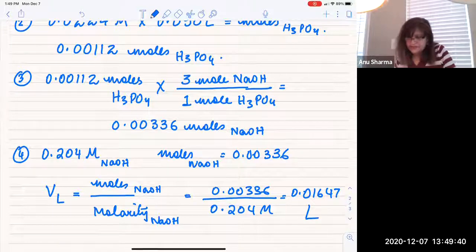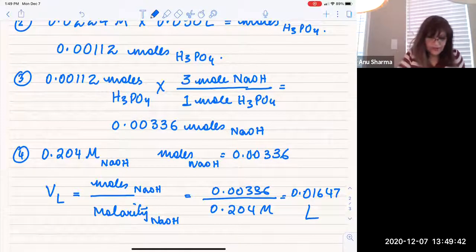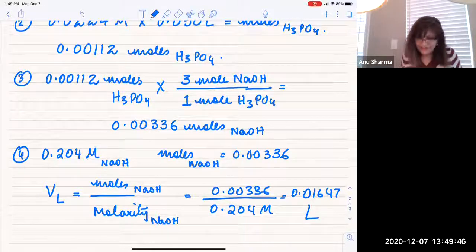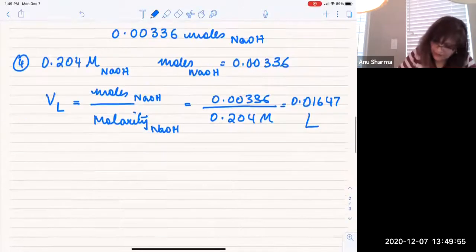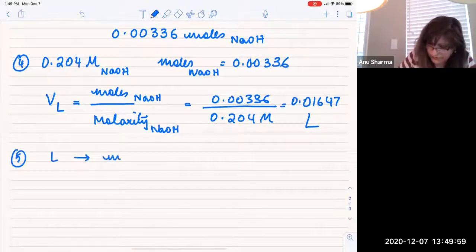The question is asking you to convert this to milliliters. Oh, okay. Yeah, thank you. So times by 1,000, right? We need to convert, so this is 16.47. So next step, the last step, is you take the liters and convert that to milliliters.